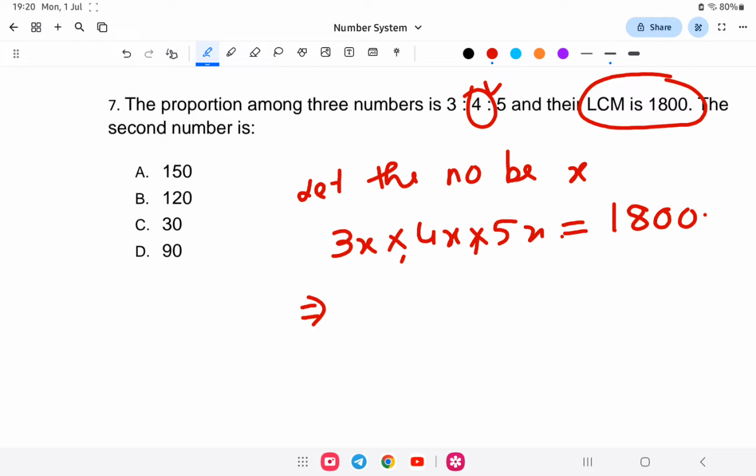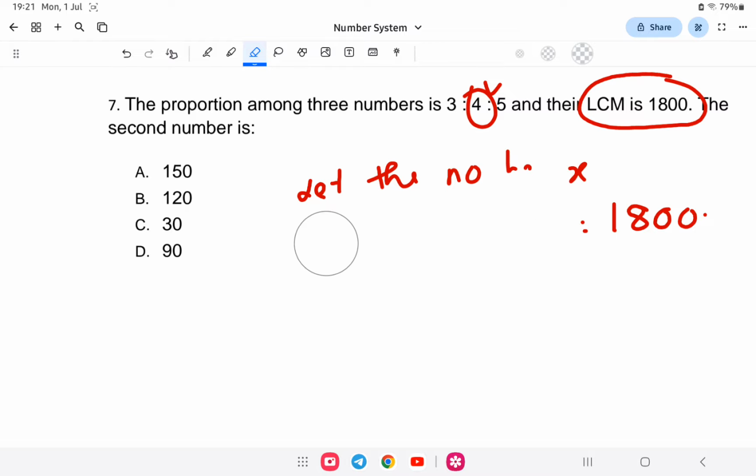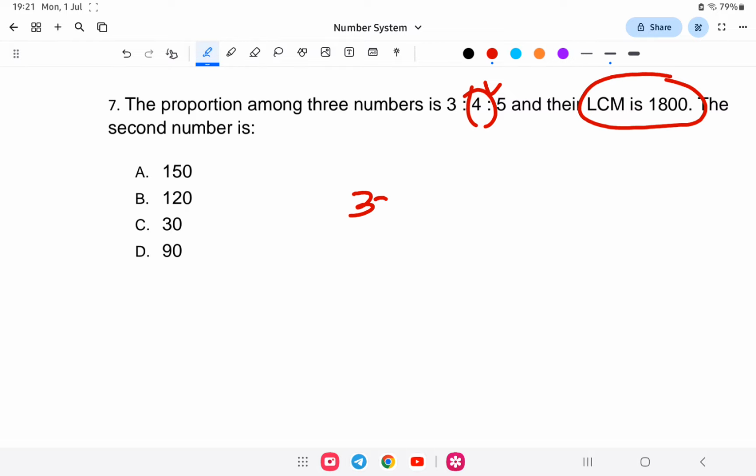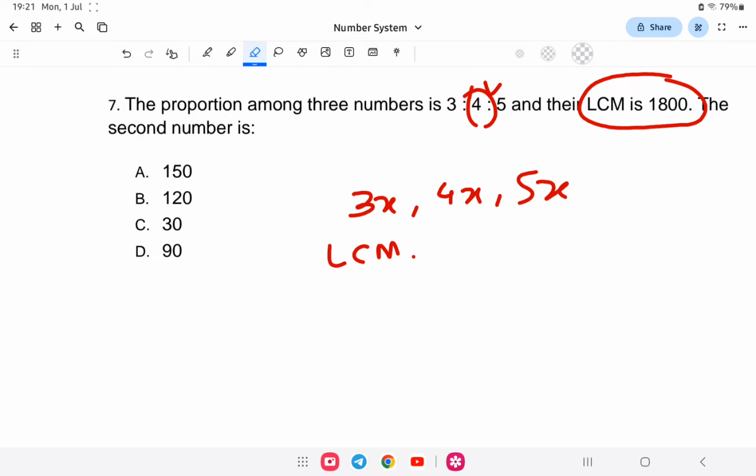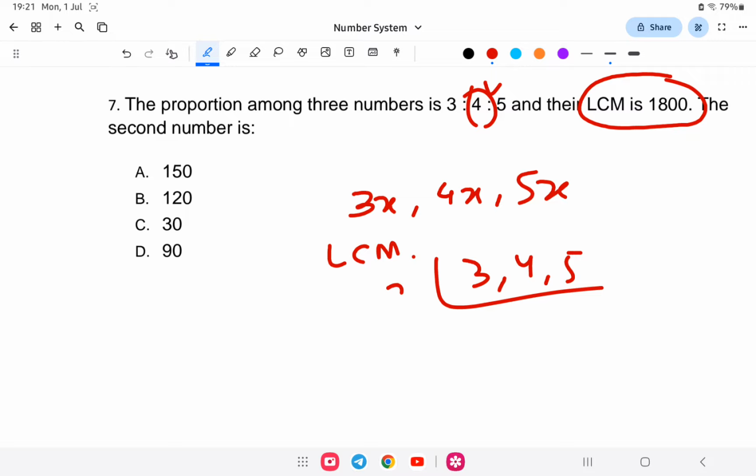Sorry, we will not multiply them. We will use the LCM. Let me work this out roughly. The numbers are 3x, 4x and 5x, and the LCM of 3, 4 and 5 is what we need.